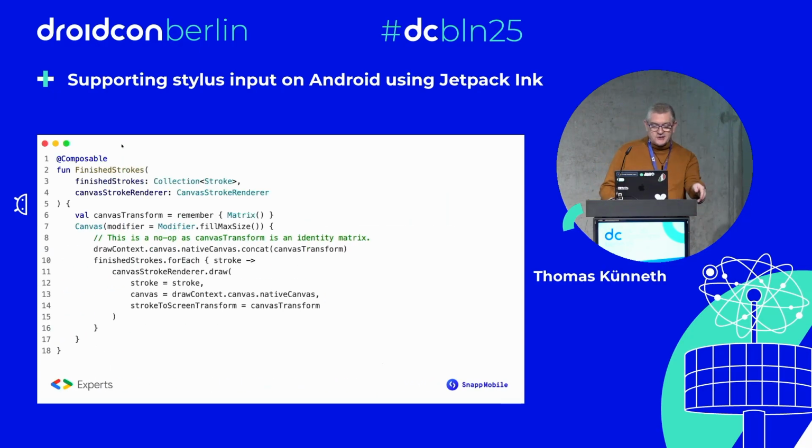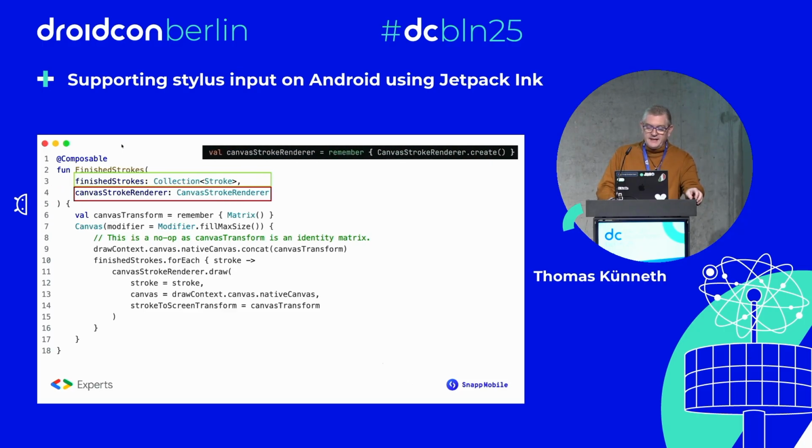The finished strokes composable is pretty easy. It's basically just drawing on a canvas. As you can see, we pass in the list of finished strokes, and we pass in a strokes renderer. It's created like this. So this is just some boilerplate code. You need to know that it's there, but not much need to deal with it. And the main thing the composable does is basically iterating over the list of finished strokes and just making sure the strokes are put on the canvas.